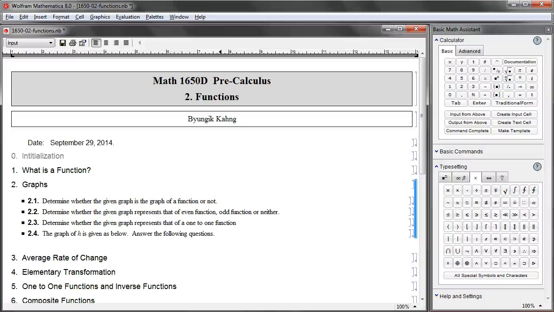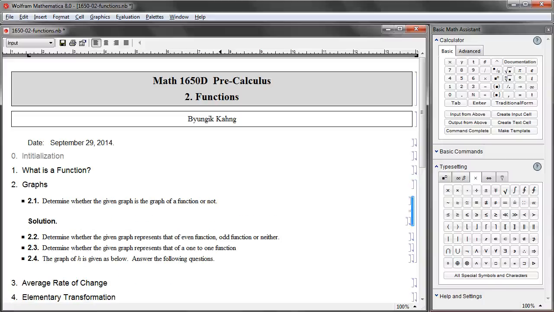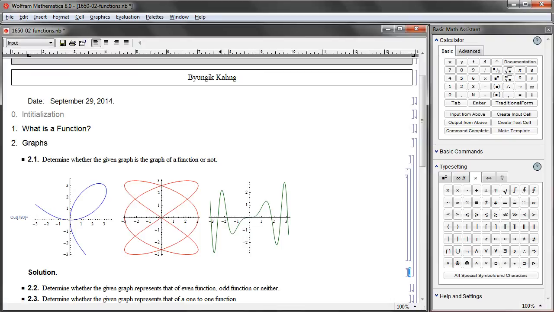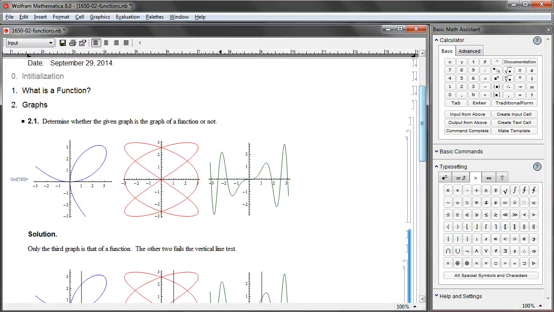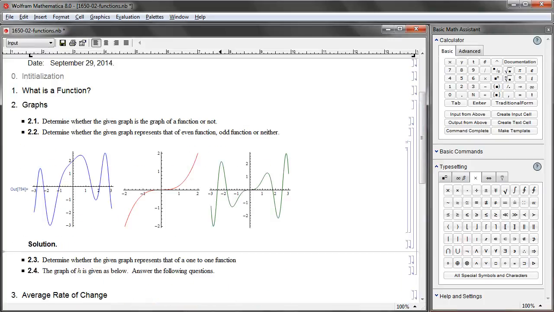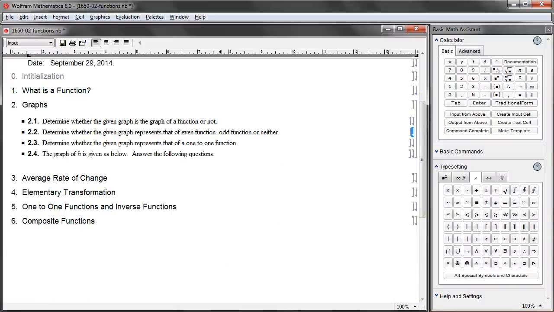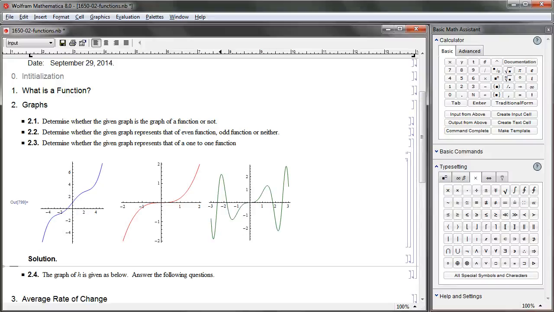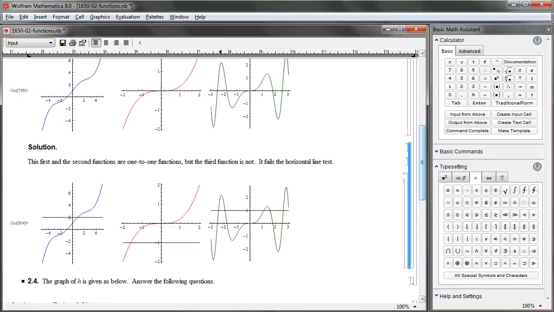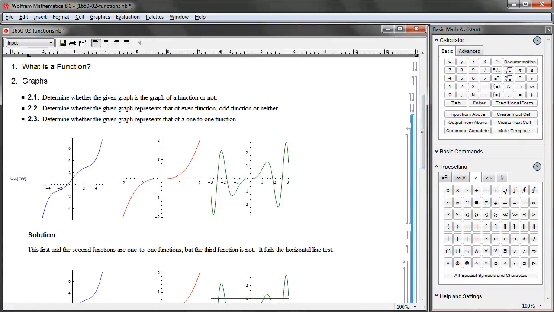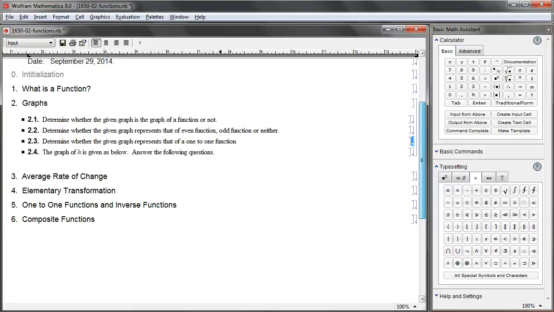In the graph part in 2.2, we talked about graphs of functions, the vertical line test, to find out whether a given curve is a graph of a function or not. Or even and odd functions, we talked about those. And then one-to-one function or not through the horizontal line test. Even the one-to-one function shows up again in 2.7. We talked about it in advance in the previous video.